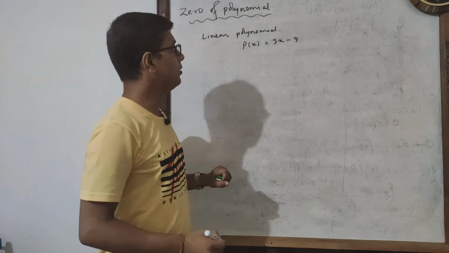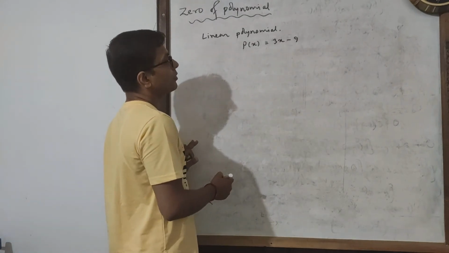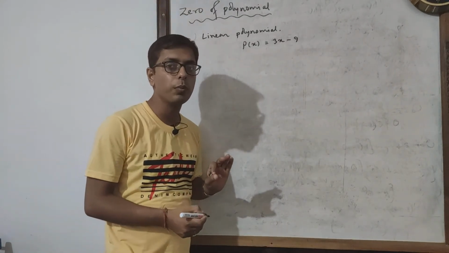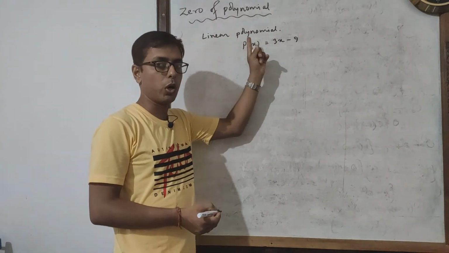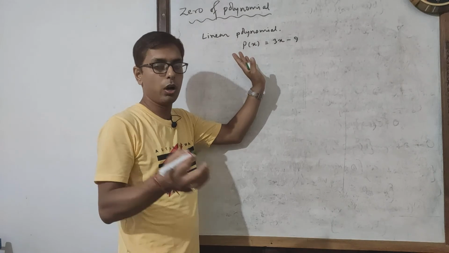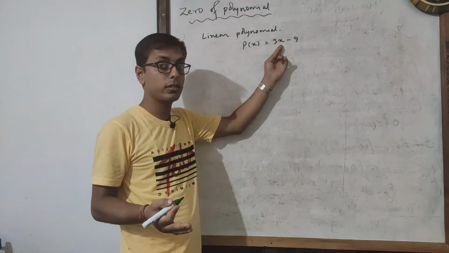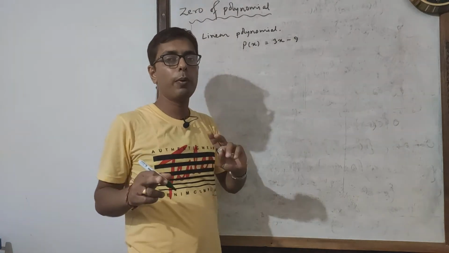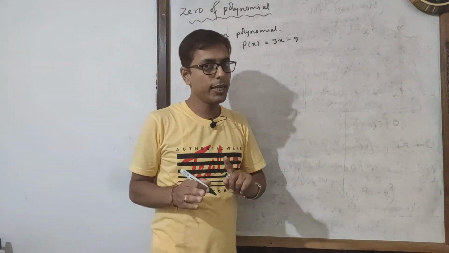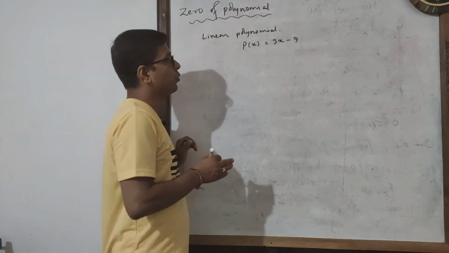Now let's see what is the zero of this polynomial. Our task is to find the zero of the polynomial. What type of polynomial is this? It is a linear polynomial. Why is it linear? All of you know that this polynomial has degree 1, therefore it is a linear polynomial. I said a linear polynomial will have only one solution, so let us check whether it is true or not.